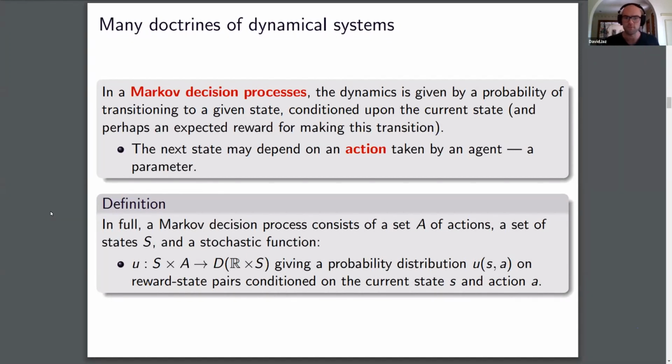A Markov decision process is going to consist of a set of actions, a set of states, and a stochastic function like this. It takes in a state and an action, and it gives a probability distribution on rewards, which are real numbers, and a new state. You could also have an output here. I didn't put it in because usually when people talk about Markov decision processes, they don't. But the output is generally useful. My further definition will include the output, but it's not common in the literature, so I didn't put it in here.